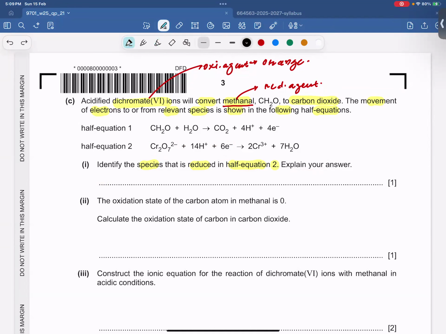Cr2O7 2-, that is dichromate(VI) ions, gains electrons as they are oxidizing agents.